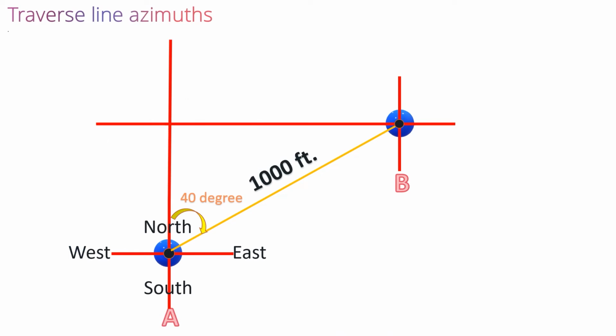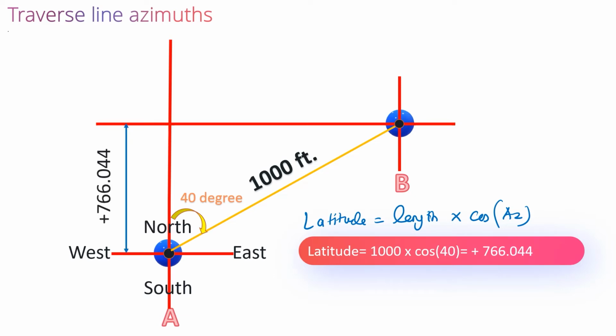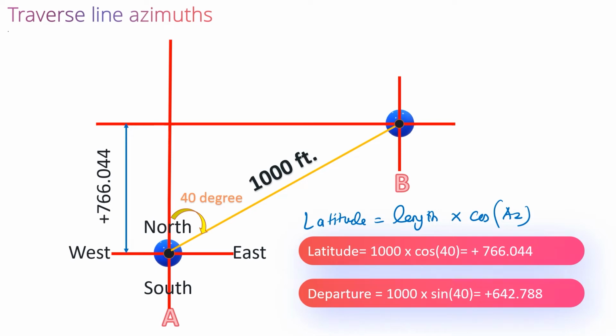So how do we find the latitude? The latitude of a line is given by the length times the cos of the azimuth. Let us say the length of AB is 1000 foot. So the latitude is given by 1000 times the cos of 40, which is the azimuth, and then you get 766.044 foot.